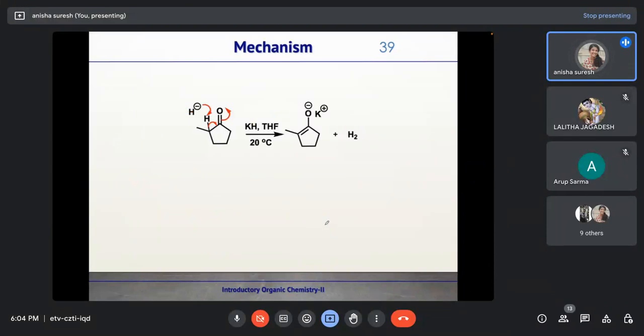And in case of KH, it will be K plus and H minus. H minus will be abstracting the proton. So this is a smaller base. It can abstract this proton easily, giving rise to this thermodynamic enolate.